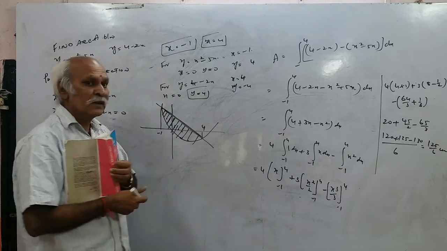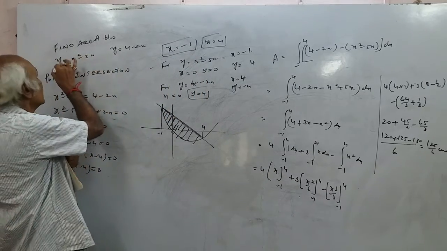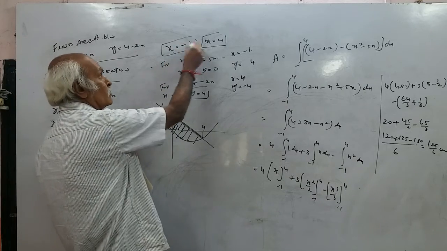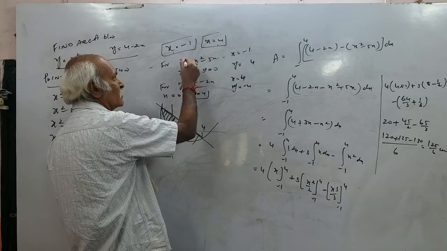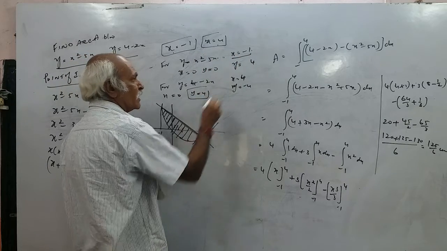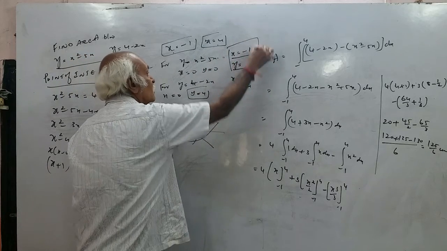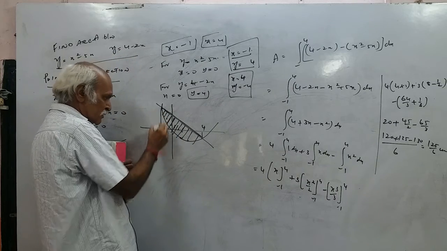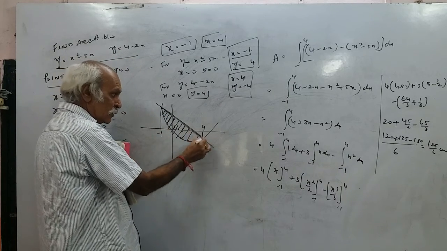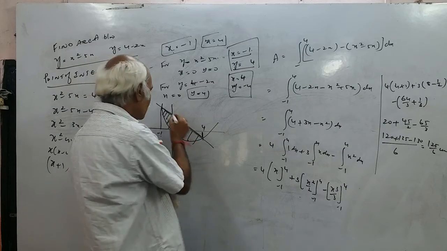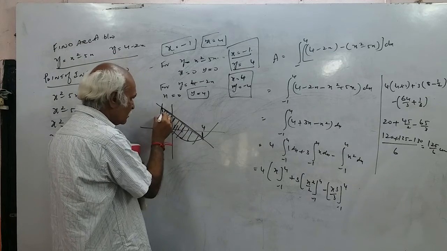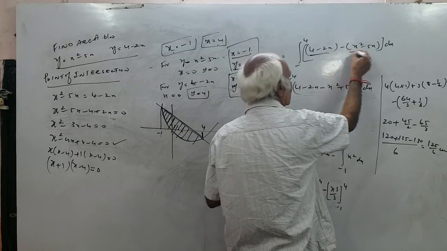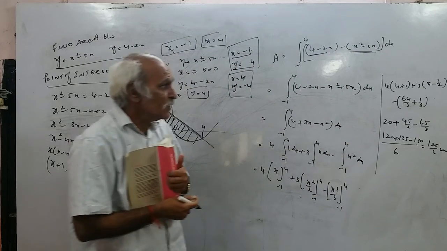Right? So what is happening here? First we have to take these two equations, point of intersection: x is equal to minus 1, x is equal to 4. Then in the y we have to put x is equal to minus 1, y is equal to 4. Right? Again x is equal to 4, y is equal to minus 4. Then draw the curve. This is minus 1 and this is 4. Between these two we have to find area. So first we have to consider the straight line, next we have to consider the curve. First straight line, 4 minus 2x is a straight line, x square minus 5x is a curve.